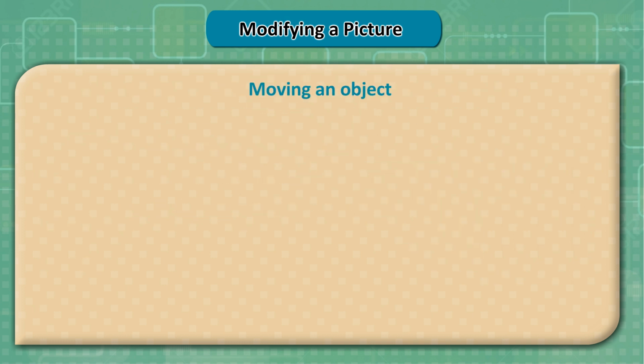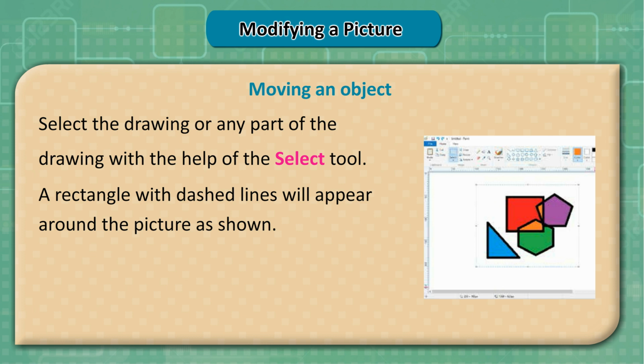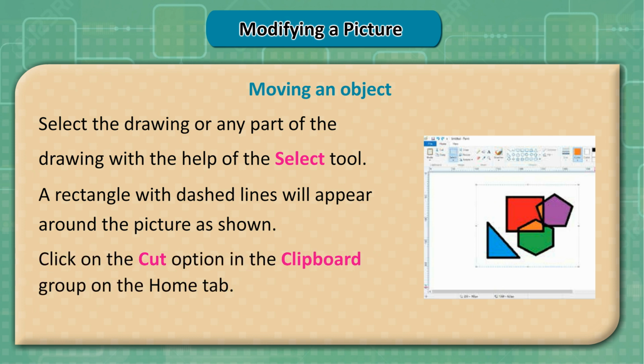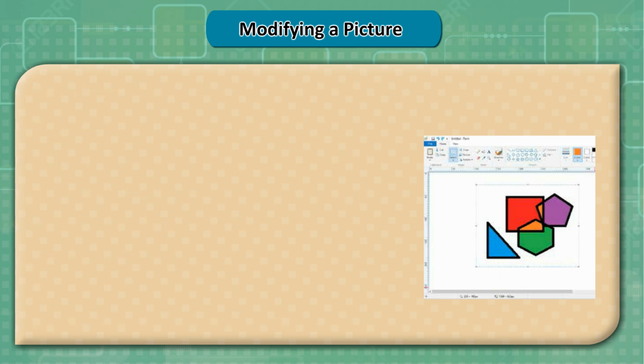Moving an object. Select the drawing or any part of the drawing with the help of the Select tool. A rectangle with dashed lines will appear around the picture as shown. Click on the Cut option in the clipboard group on the Home tab. Observe that the selected picture will be removed from the screen.